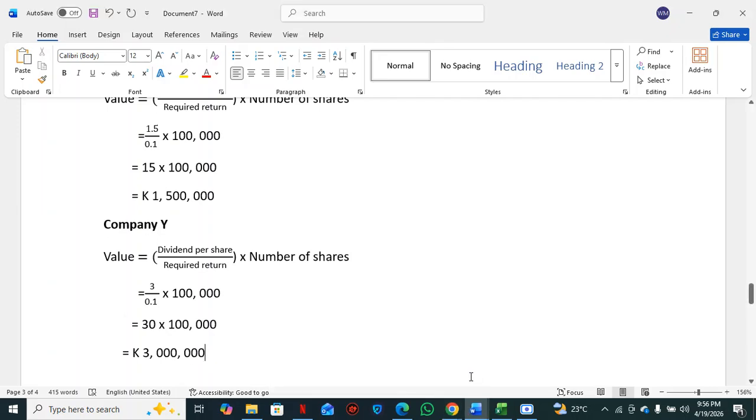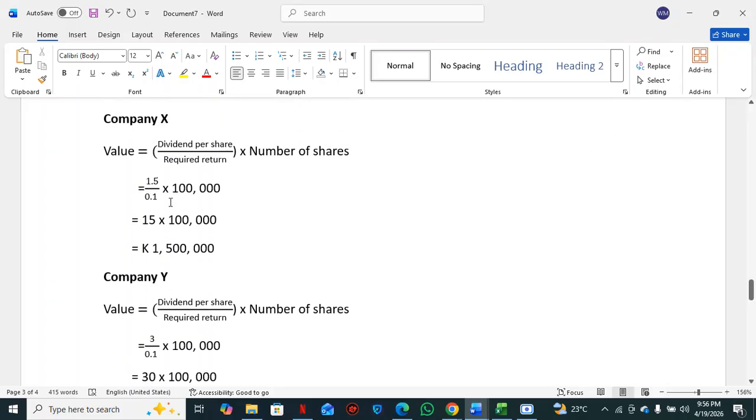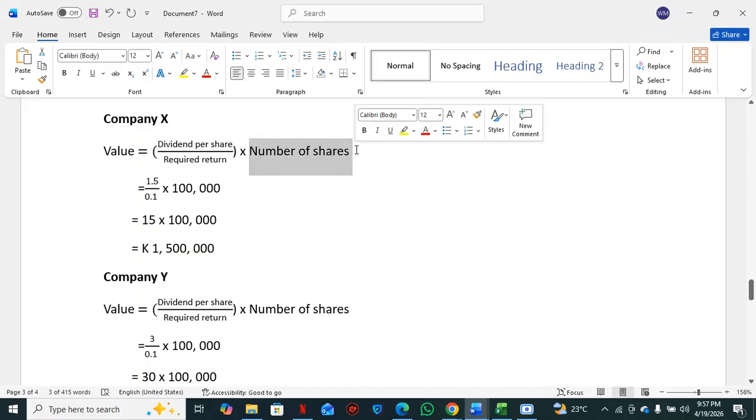So what we can see here, the company which had the higher dividend per share gets the higher value. I made sure number of shares are the same, and required return, I also made sure is the same, to see that the dividend per share can also be one of the factors that increase the value of your company under this method. Yes, if you increase the number of shares, that can also increase the value of your company.